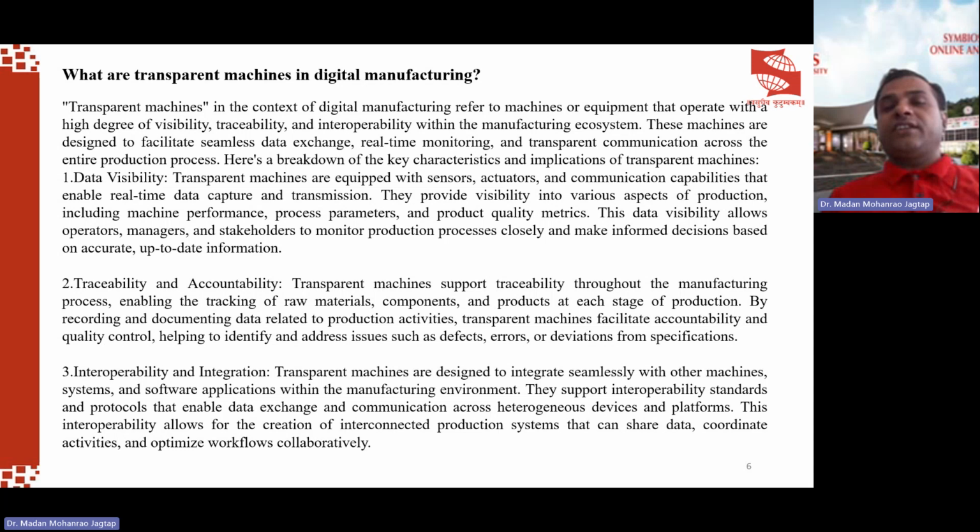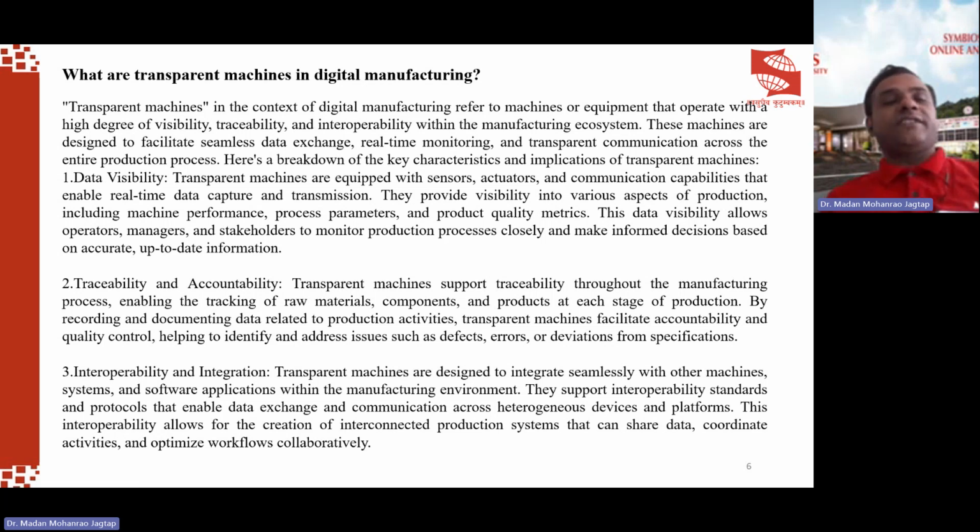It communicates that, with transparent communication across the entire production process. So transparent communication means whatever is happening there, they communicate as it is. So that is transparent communication across the entire production process. Below is a breakdown of the key characteristics and implications of transparent machines.